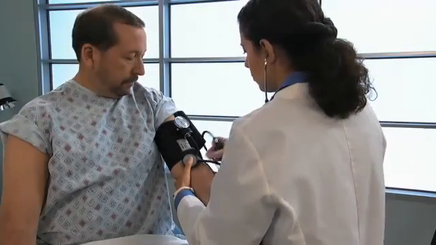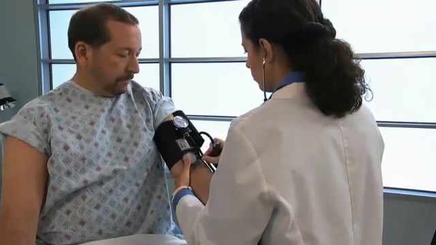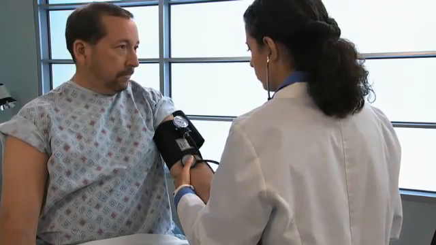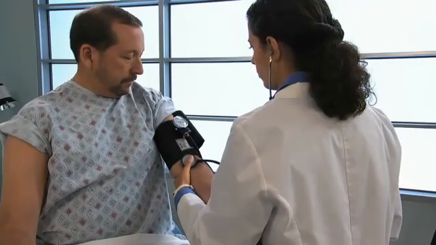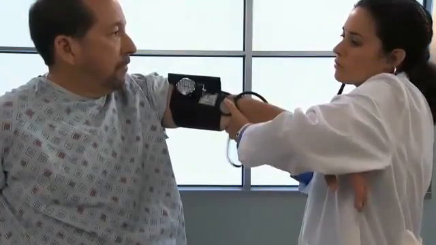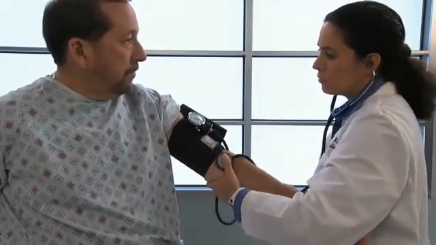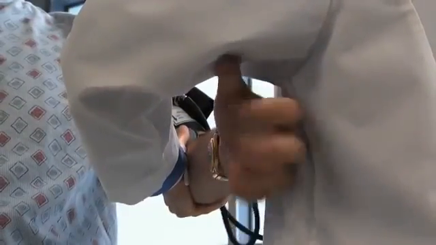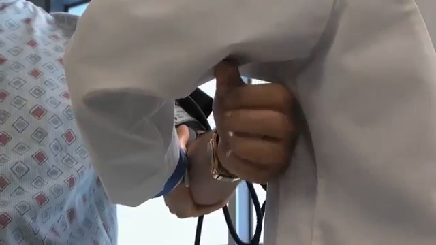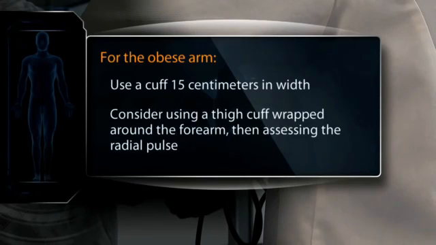If there are weak or inaudible Korotkov sounds, check the placement of your stethoscope and whether you have full skin contact with the bell. Also consider the possibility of venous engorgement of the patient's arm from repeated inflations of the cuff, or even the possibility of shock. To intensify Korotkov sounds, try raising the patient's arm before and while you inflate the cuff, then lower the arm and determine blood pressure. Or inflate the cuff and ask the patient to make a fist several times, and then determine the blood pressure. For the obese arm, use a cuff 15 centimeters in width, or consider using a thigh cuff wrapped around the forearm, then assessing the radial pulse.